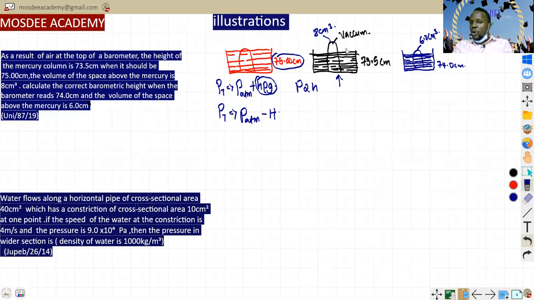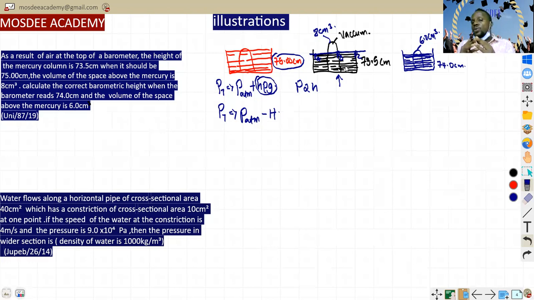So that's what we see here, that only 73.5 was read. And we said something the other time, that whenever we have a fluid and we draw a straight line, the pressure at any point along that horizontal line is always the same. So you always need to keep this at the back of your mind.